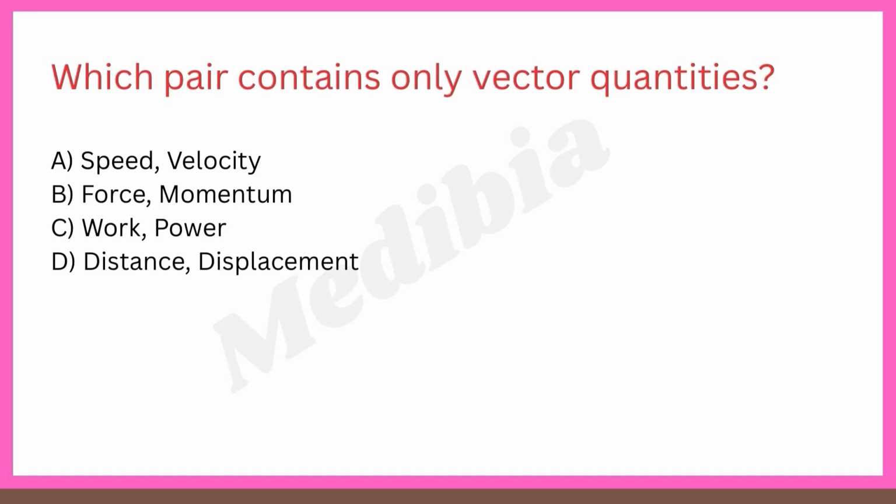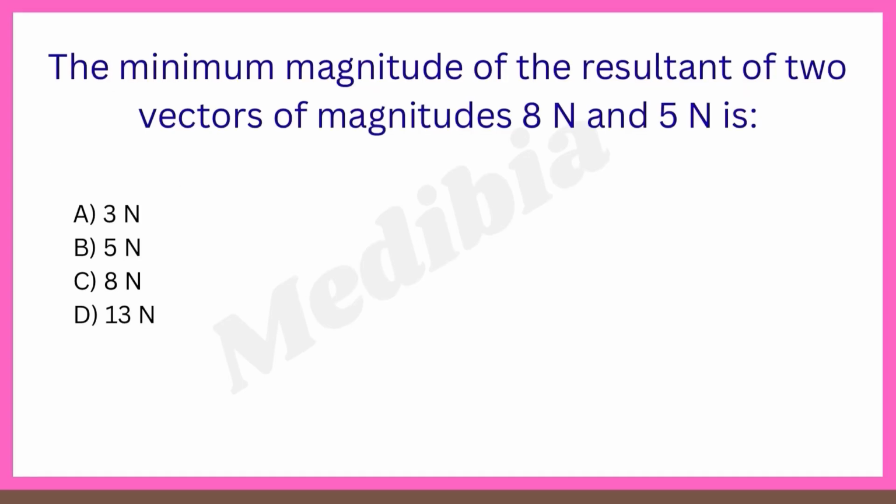Which pair contains only vector quantities? Speed, velocity; force, momentum; work, power; distance, displacement. The minimum magnitude of the resultant of two vectors of magnitudes 8 Newton and 5 Newton is: 3 Newton, 5 Newton, 8 Newton, 13 Newton.